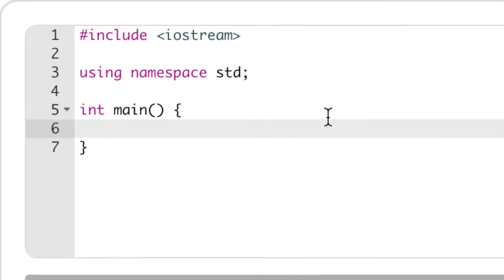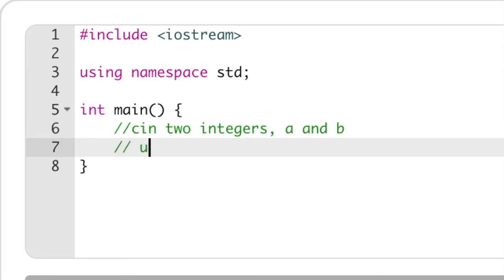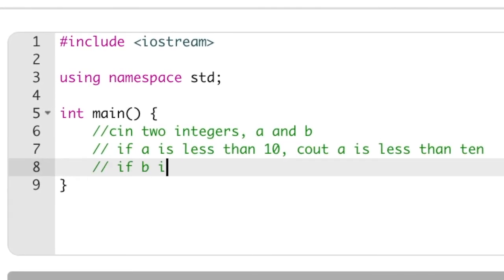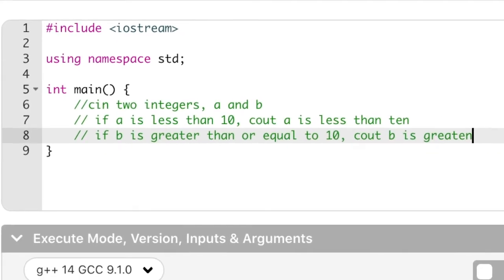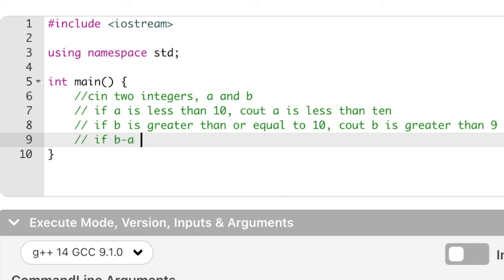So this week's challenge is going to be to first cin two integers a and b. If a is less than 10, cout a is less than 10. Then, if b is greater than or equal to 10, cout b is greater than 9, because if it's greater than 9, that means it could be 10 or greater. Then finally, if b minus a is equal to 10, then cout their difference is 10.